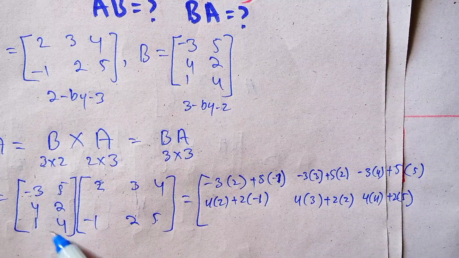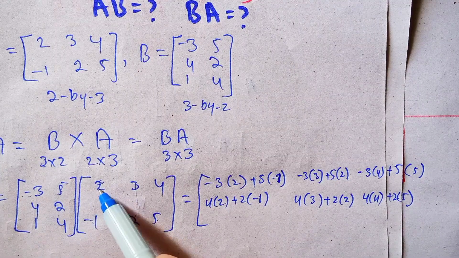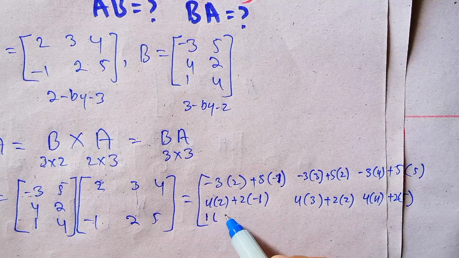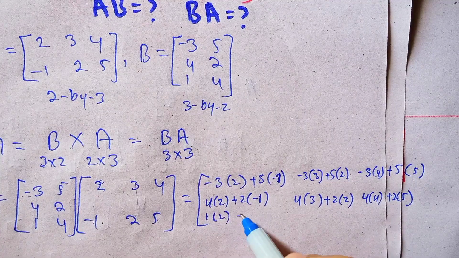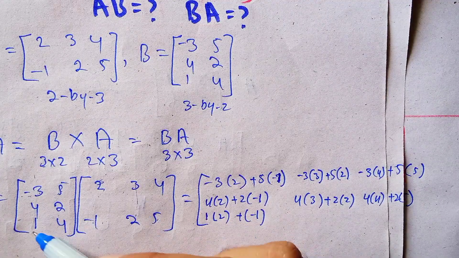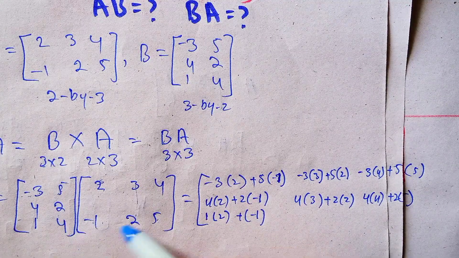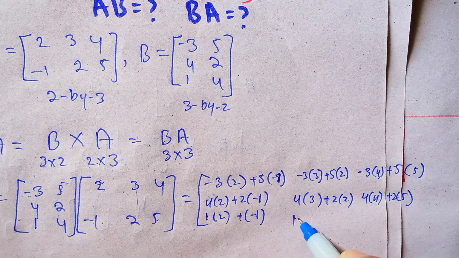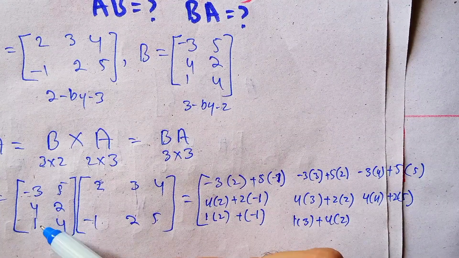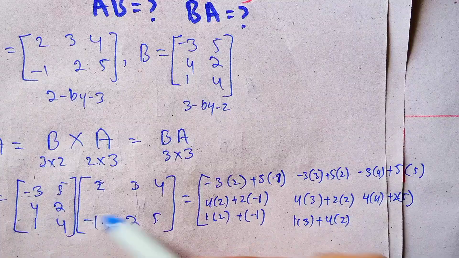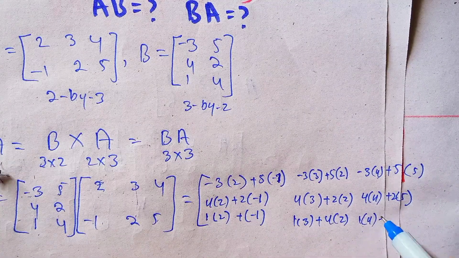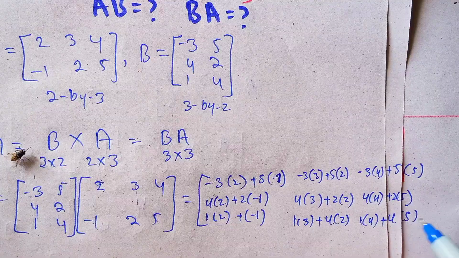Now multiply the third row with the first column. 1 times 2 plus 4 times negative 1. Multiply the third row with the second column. So 1 times 3 plus 4 times 2. Now multiply the third row with the third column. So 1 times 4 plus 4 times 5.